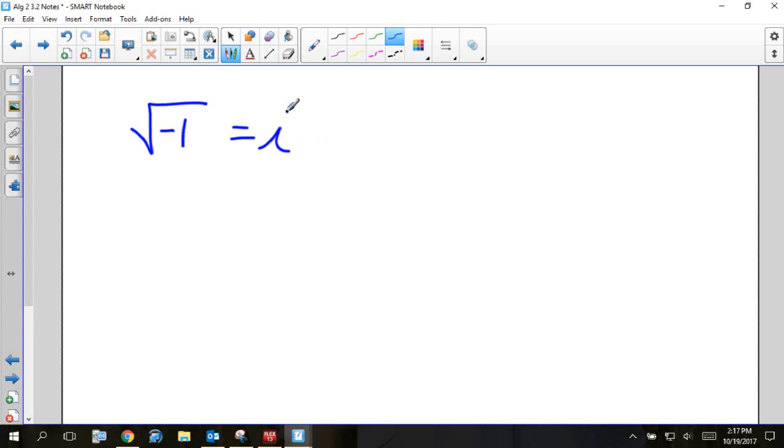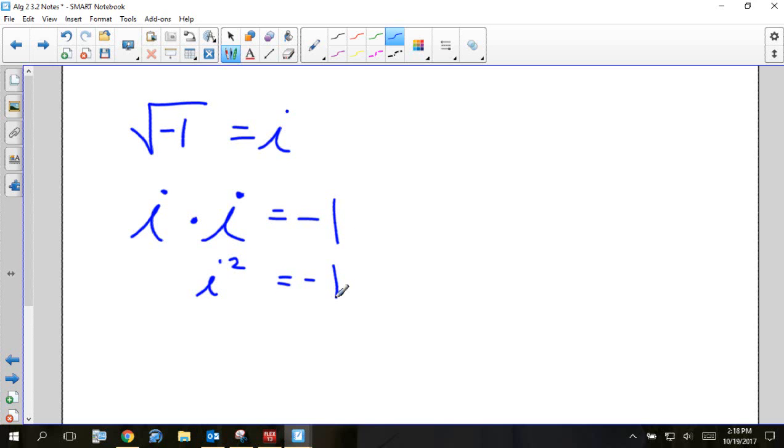It's a lowercase cursive i. It is not a capital I. It is lowercase cursive i. That is an imaginary number. It is the square root of -1. And if I take i and I multiply it by itself, definition of square root, if I take i times i, it would have to be what's under the square root, -1. So i times i, which is i squared, by the way, is -1. And that's why we can take the square root of -1 and say it's i.